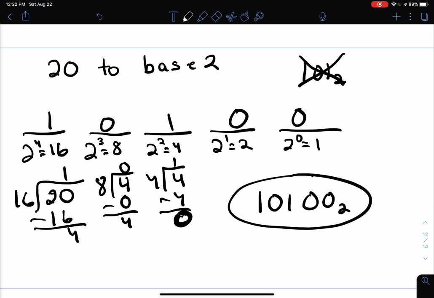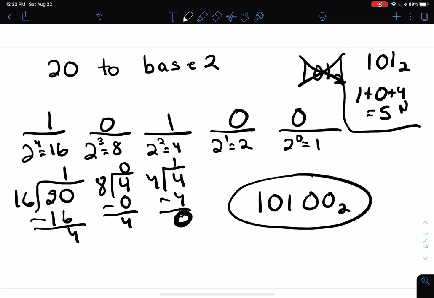You have to have them because this is a place value system. If you just did 101 base 2, that would be the same thing as 1 plus 0 plus 4, which is 5. And that's not the same number. So you have to make sure that you take into account those trailing place values with the 2s and the 1s. And that's for any of the conversions. Just be careful of that, because I've had students make that mistake quite a bit.